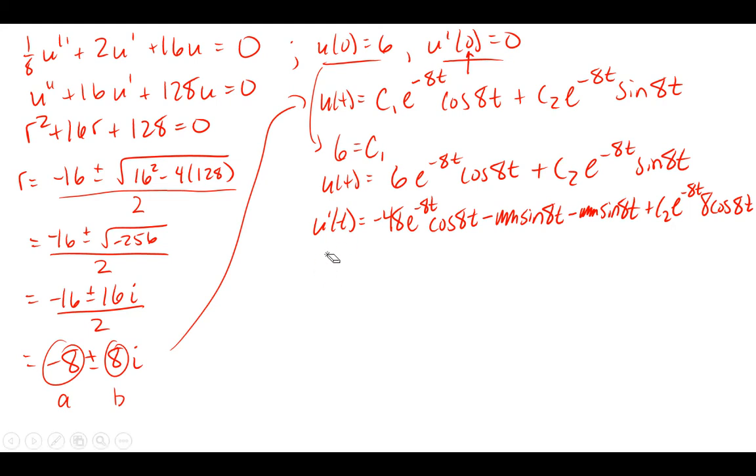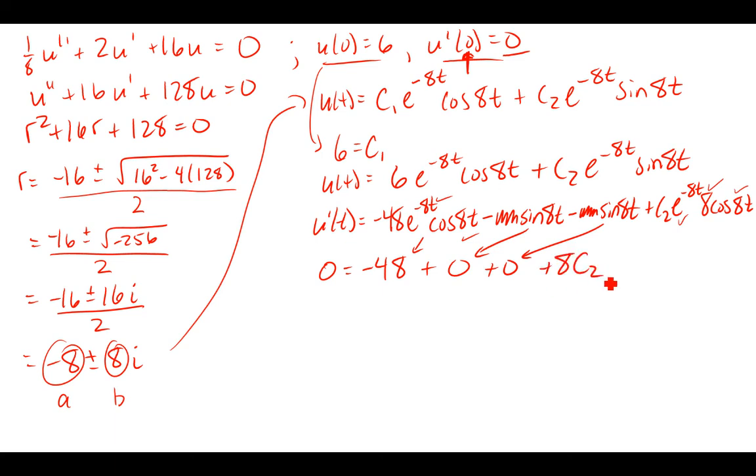So now let's plug in 0, and I'm supposed to get 0. So I get 0 when I plug in 0. When I plug in 0 to this, it's 1, this is 1, so you're going to get negative 48. When I plug in 0 to this, it's 0. Anything with a sine is going to be 0. Okay, but now this last term, let's see. When I plug in 0, that's 1, that's an 8, that's 1. So I think that's 8 times c2.